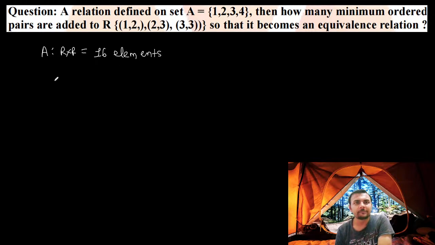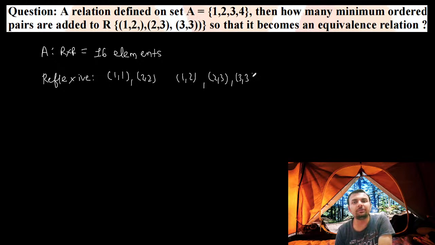Okay. Now for reflexive, we have 3 comma 3, 1 2 3 all are there, so we'll have to add 1 comma 1, 2 comma 2, and we have 1 comma 2, 2 comma 3, 3 comma 3 with us.